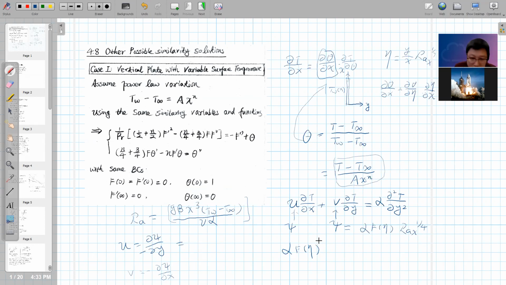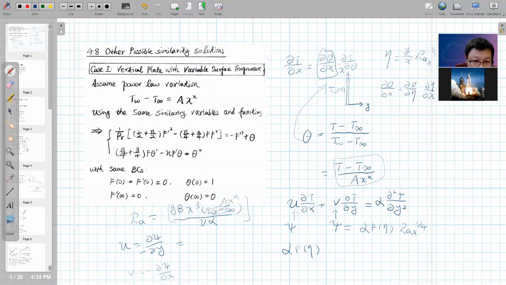Sorry, I don't think I explained this very clearly. But the basic idea is that right now this Rayleigh number is defined this way, and T_w minus T infinity is not a constant anymore, because we know that T_w minus T infinity is a function of x. So basically you need to replace this with A x to the n, and then you will have x to the 3 plus n. And when you calculate this v velocity, partial phi over partial x, you will have this additional 3 plus n term.